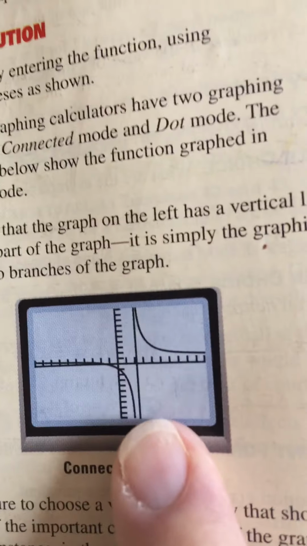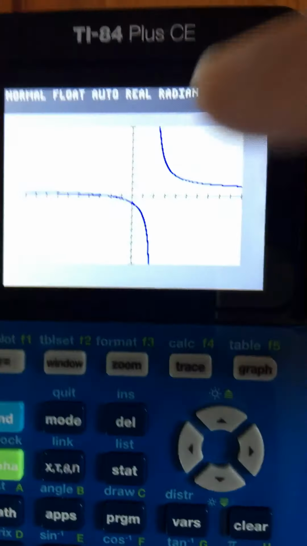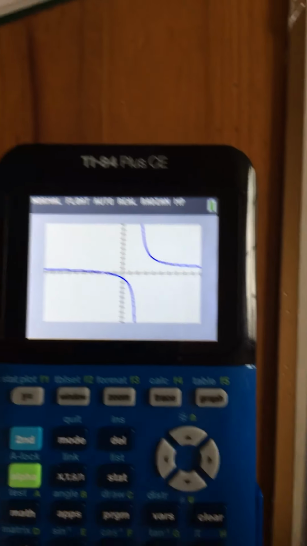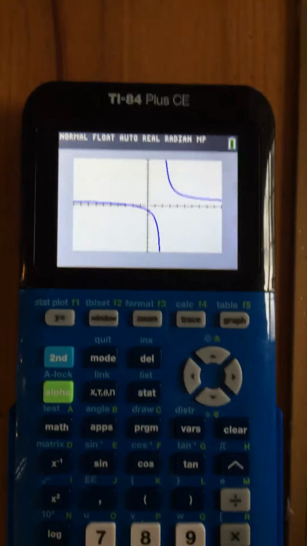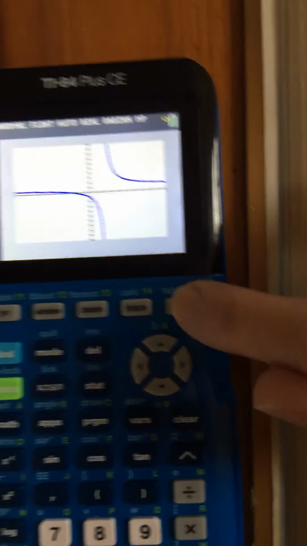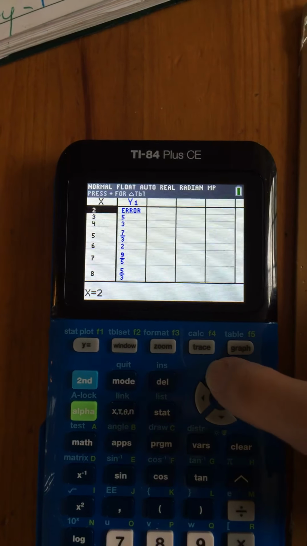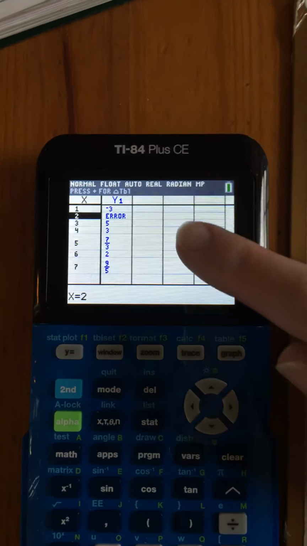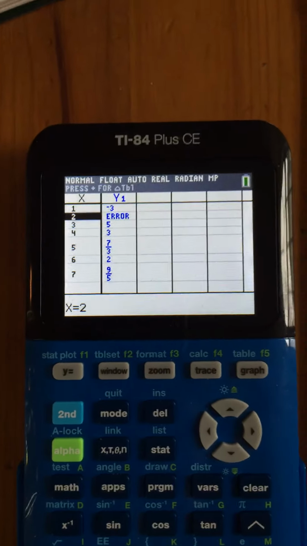Now, if you have an old 83, 82, you get that line there, which kind of shows the asymptote. You don't get that on the 84. One way you can tell where the asymptote is, go to second graph to table, and where it's not defined is where the asymptotes could be. And there it is. See where the error is for 2? So we know that's an asymptote.